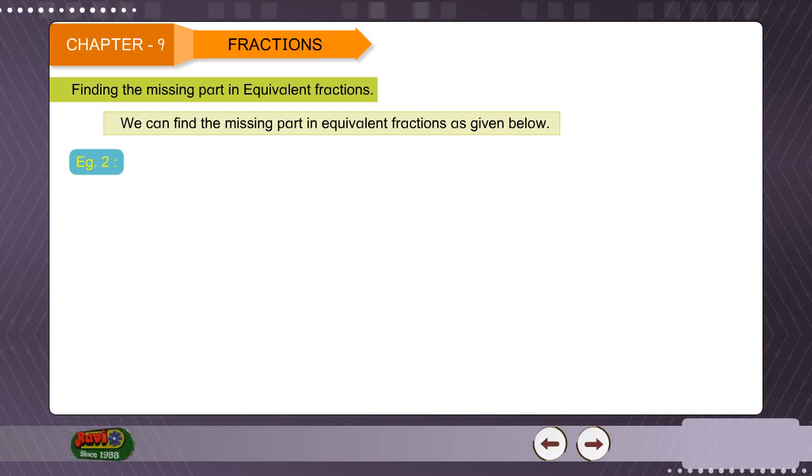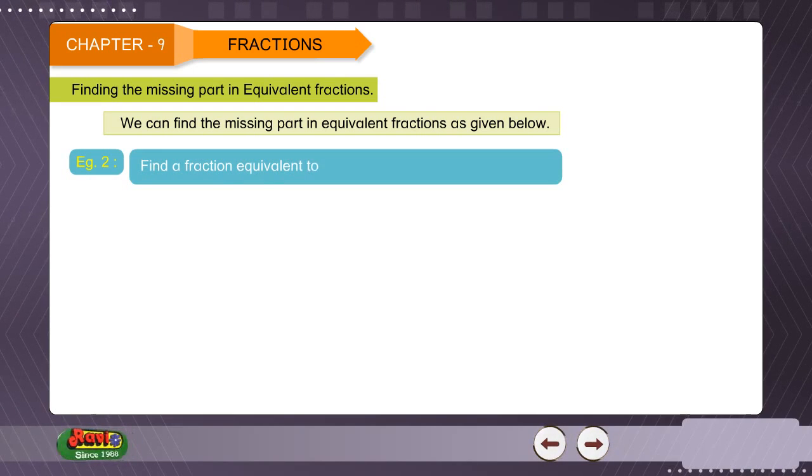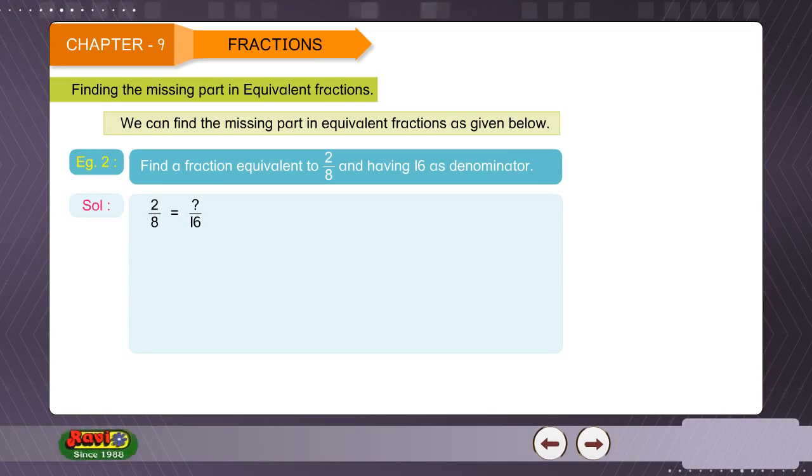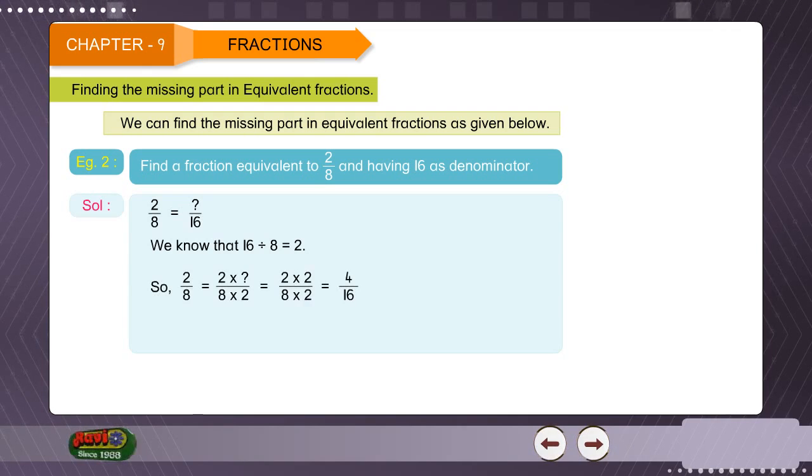Example 2. Find a fraction equivalent to 2 by 8 and having 16 as denominator. Solution. 2 by 8 is equal to how much by 16? We know that 16 divided by 8 is equal to 2. So, 2 by 8 is equal to 2 into 2 by 8 into 2, which is equal to 4 by 16. So, the numerator of the equivalent fraction is 4.